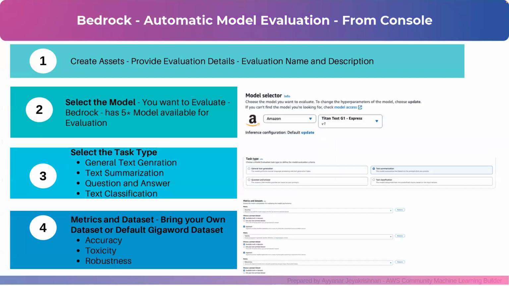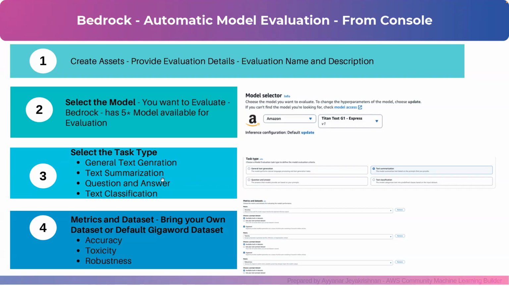Okay, so I'm going to go high level and go through this automatic evaluation. It is only 5 steps. Okay, it's very, very simple. So here, the first step is to create an asset where you give the name of the evaluation and description, then select the model. You have around 5 models available: Amazon, Anthropic, Jurassic. We can go through this on the console and do it.